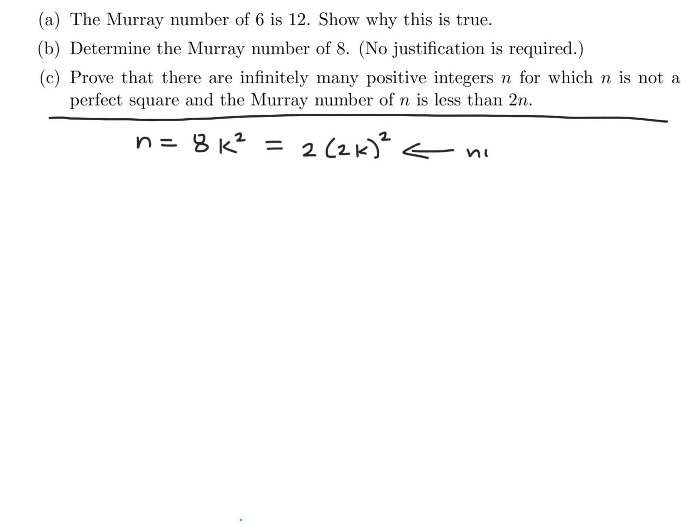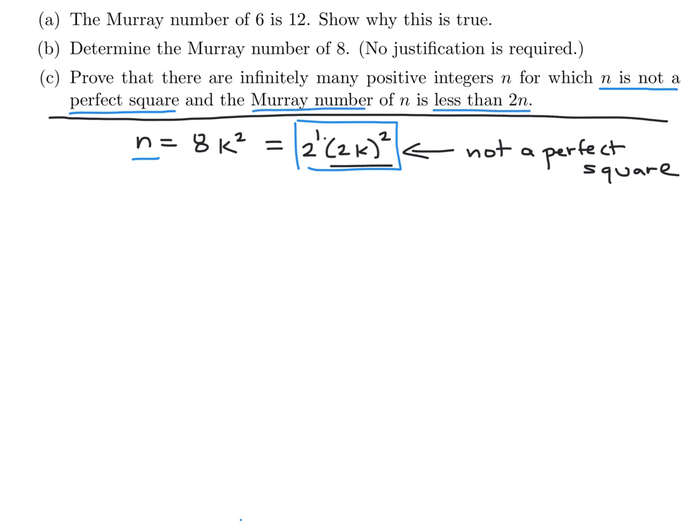Now, this is not a perfect square. And that's because the 2 by itself is just 2 to the power of 1. The 2k all squared is a perfect square, but multiplying it by 2 would make it not a perfect square. So they're saying that, first of all, n is not a perfect square in their definition. Okay, so we got that by using this as n. And then now we have to prove that there's infinitely many positive integers n, and that the Murray number of this is less than 2n.